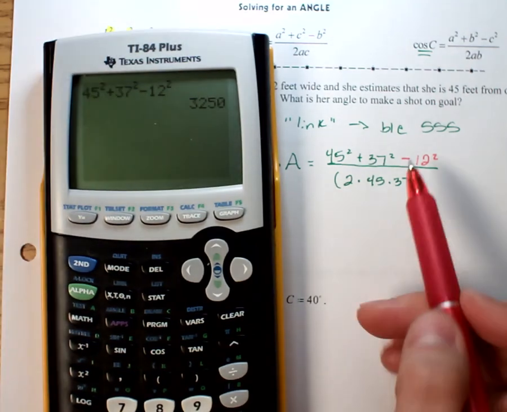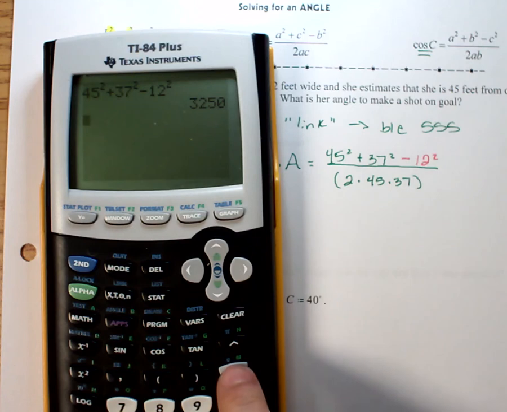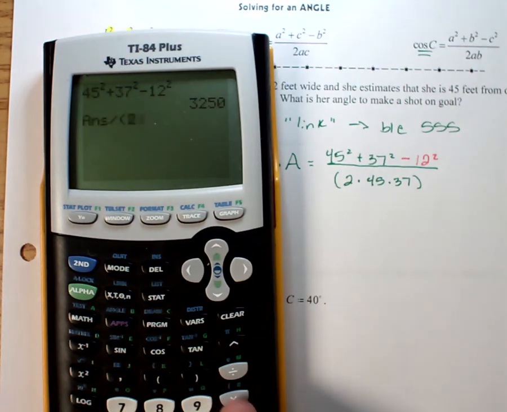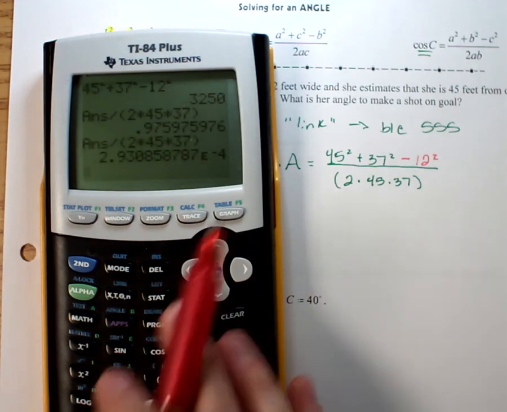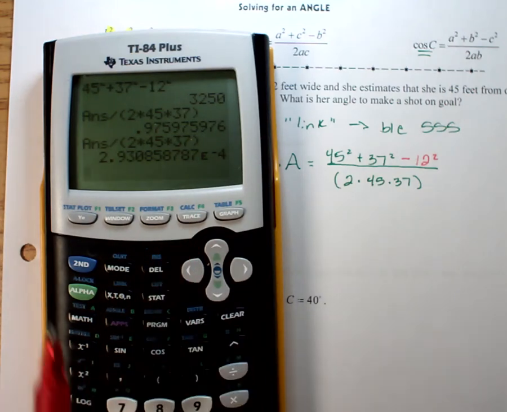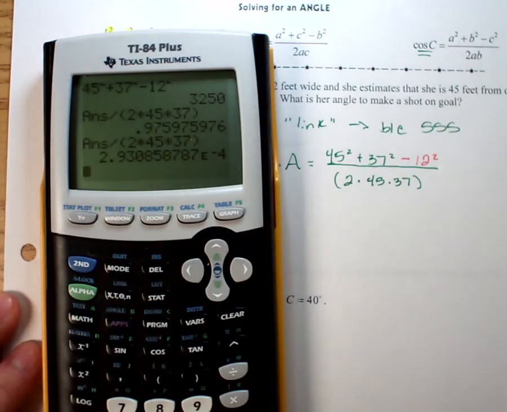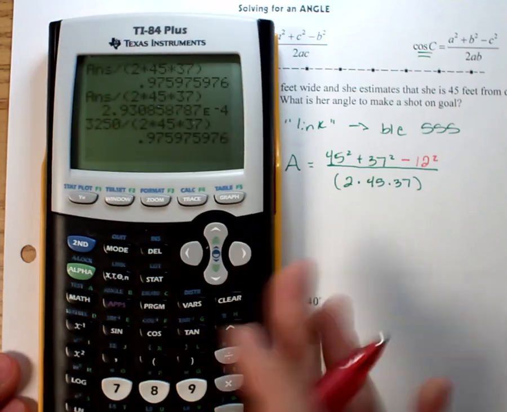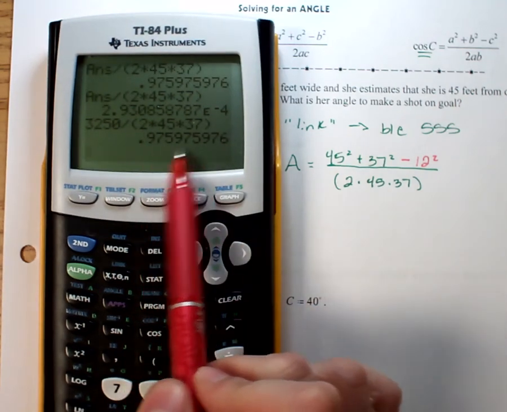And that gives me my nice numerator. I like to do it in pieces, divided by, I'm going to use some parentheses, 2 times 45 times 37. And I get something kind of weird. Oops, sorry, I did that too fast. 2 times 45 times 37. Okay, so now I get this funny decimal here.